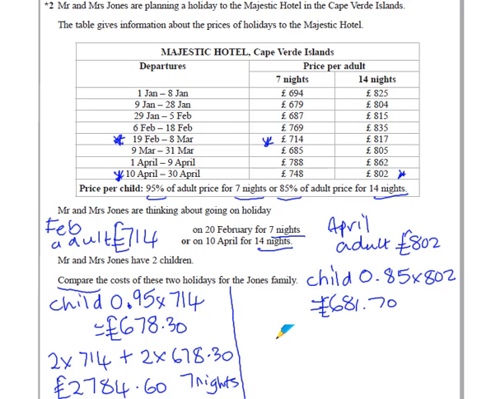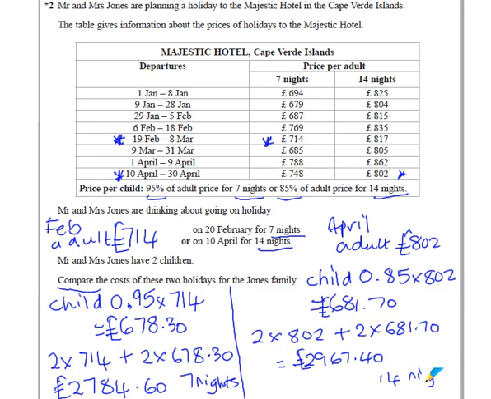So again, we've got 2 adults and 2 children. 2 times 802 plus 2 times £681 and 70 pence, giving us a total price for the April holiday of £2,967 and 40 pence. And that is for 14 nights. So we've now worked out the cost of the 2 holidays, and it's asked us to compare the costs we have done there. £2,784.60 for 7 nights against £2,967.40 for 14 nights.